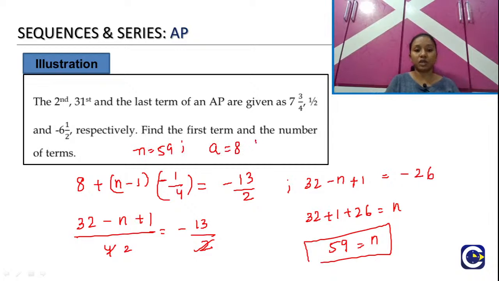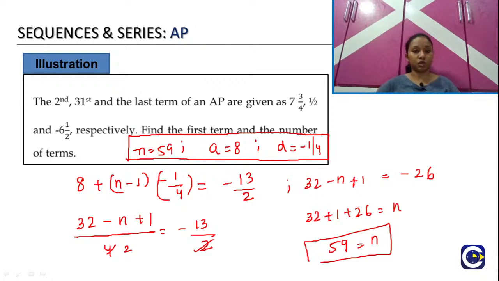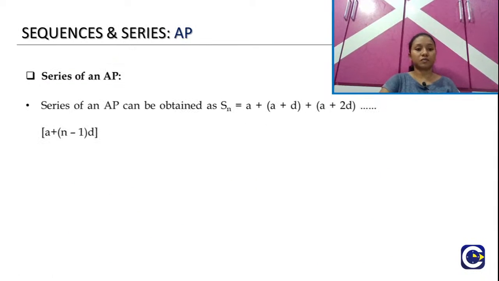as well as the first term is equal to 8 and the common difference d is equal to minus 1 by 4. So these are the terms involved in this arithmetic progression. So I hope you guys got the thing here. If you have any doubts, you can please raise your questions in the comment section. So let's move on to the next one.